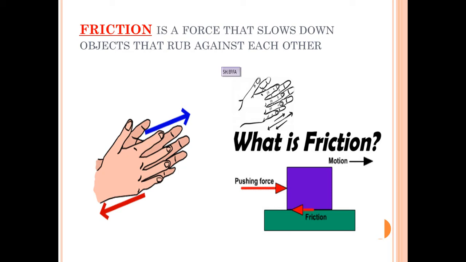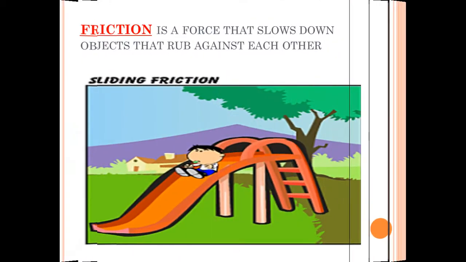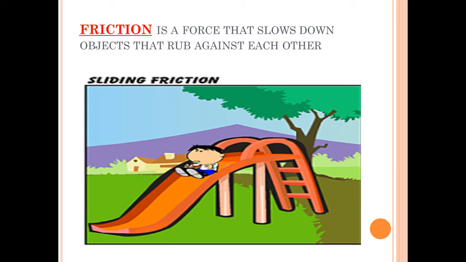What's the meaning of friction force? Friction is a force that slows down objects that rub against each other. When you look at the slide here, there is a friction force between your body and the slide. This prevents you from falling down.